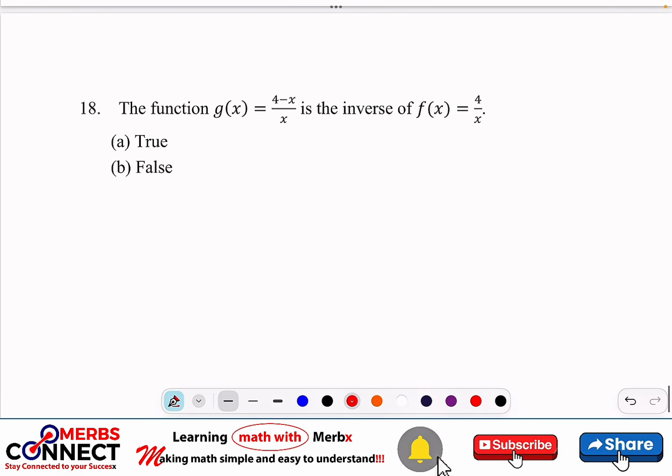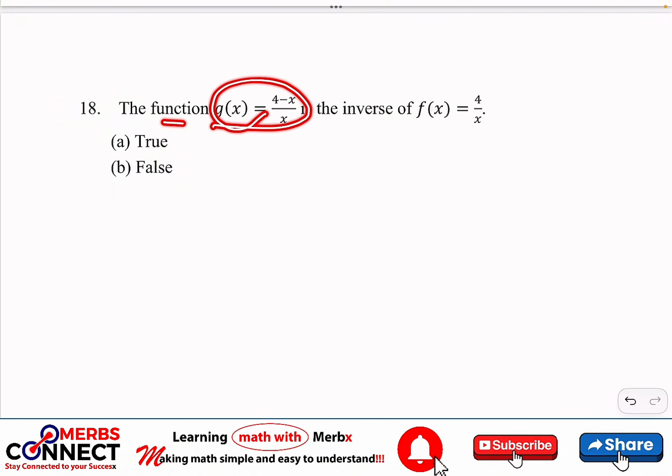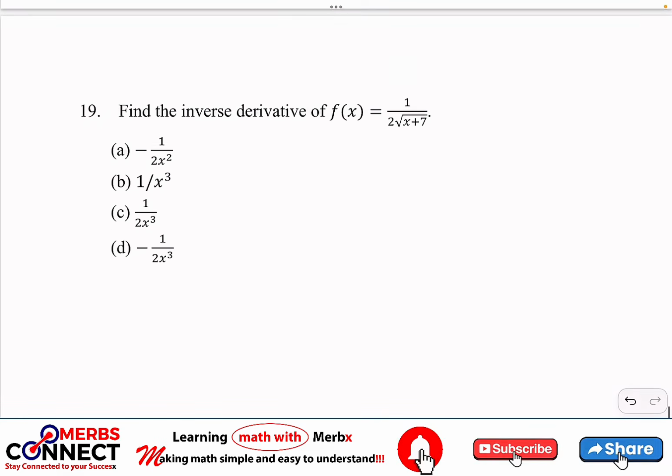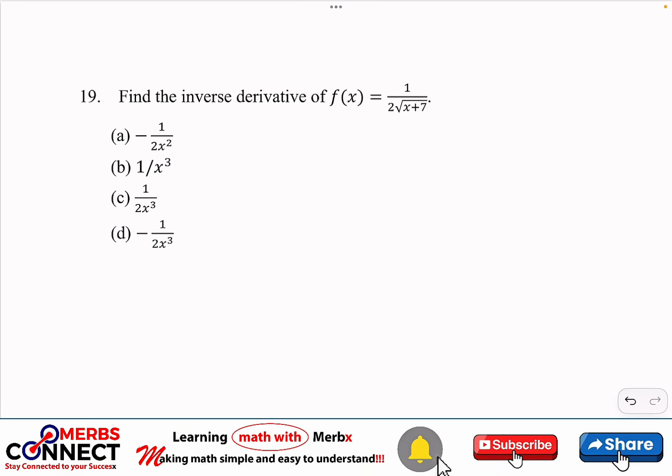Okay, I will leave question 18 for you to try, right? This is the function, and we are saying that when you find the inverse, you are going to get this, true or false. So try this and leave your answer in the comment section. Let's do 19 and 20, and then we are done from here.